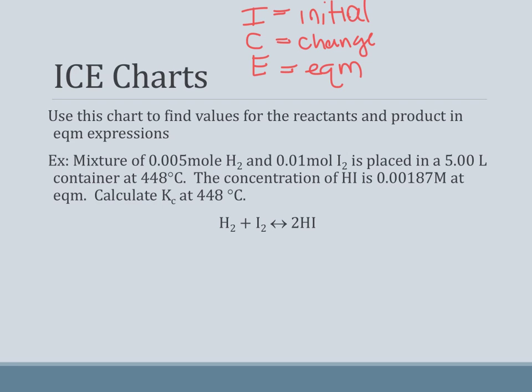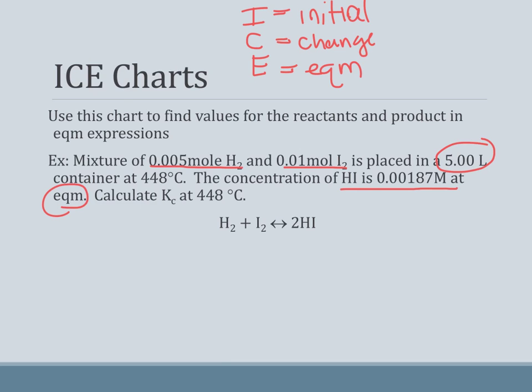So if you read the problem here, it says the mixture of 0.05 moles of H2 and 0.01 moles of I2 is placed into a 5-liter container at 448 degrees Celsius. The concentration of HI is 0.00187 molar at equilibrium, and they want to know what the K value is. So they've given us multiple different pieces of information here. They've given us some initial values that we've mixed, and then what our concentration is later on. So they gave us a balanced equation, H2 plus I2 makes 2HI, and it's at equilibrium.